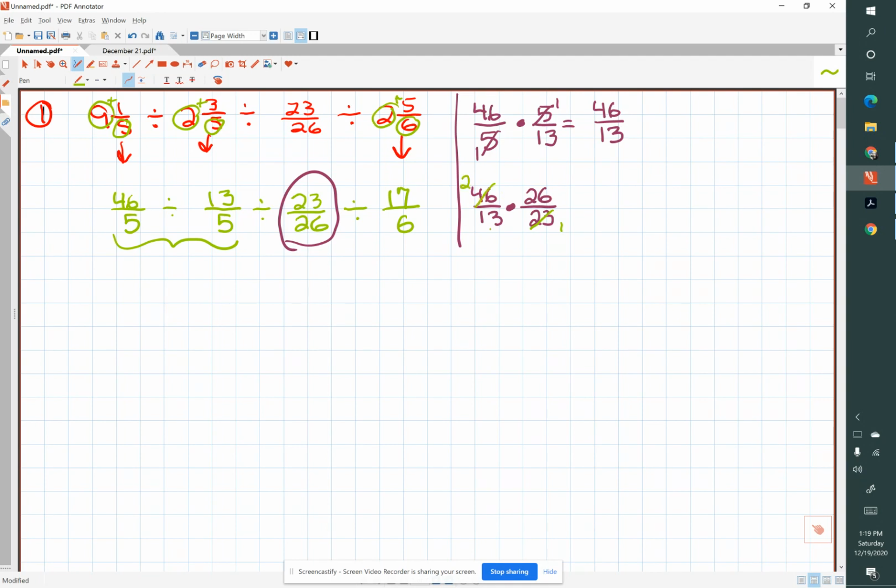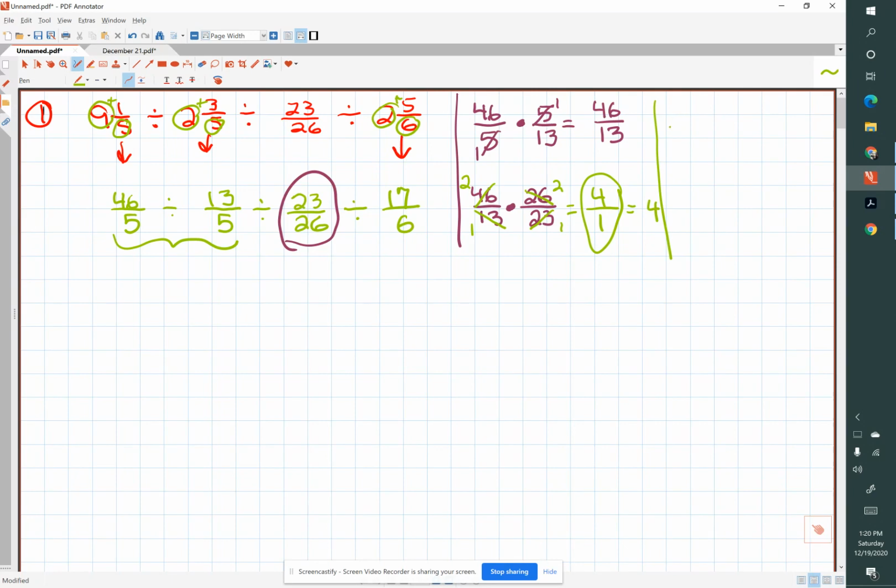And the same thing with 13 and 26. 13 divided by 13 is 1. 26 divided by 13 is 2. Multiplying across, we have 2 times 2 is 4. 1 times 1 is 1, and that equals 4 over 1. We'll probably keep this fraction so we can do the third division.